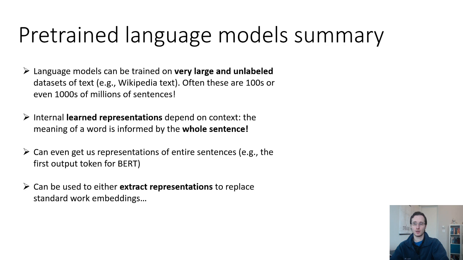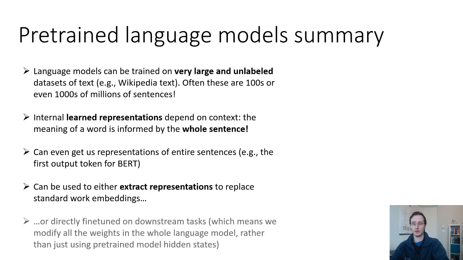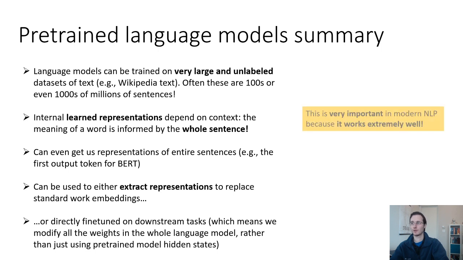And they can be used to either extract representations to replace standard word embeddings, or directly fine-tuned on downstream tasks, which means we modify all the weights in the whole language model rather than just using the pre-trained model hidden states. And these things are very important for modern NLP because they work extremely well. So chances are, if you want state-of-the-art results in an NLP task, you're probably going to be using a language model to get your initial representation or to pre-train your model.